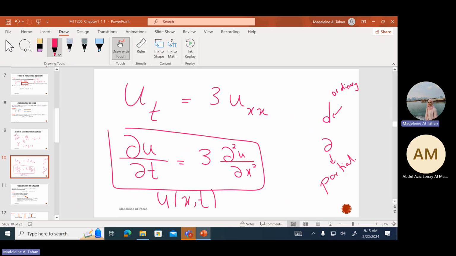Do we have any questions about the difference between them? Okay, can each of us now write his own example of an ordinary differential equation and of a partial differential equation? And put your own example.